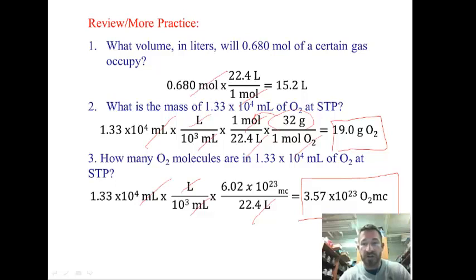So we'll be working on some problems like that this week. This is one of the last types of problems we'll have for this chapter.